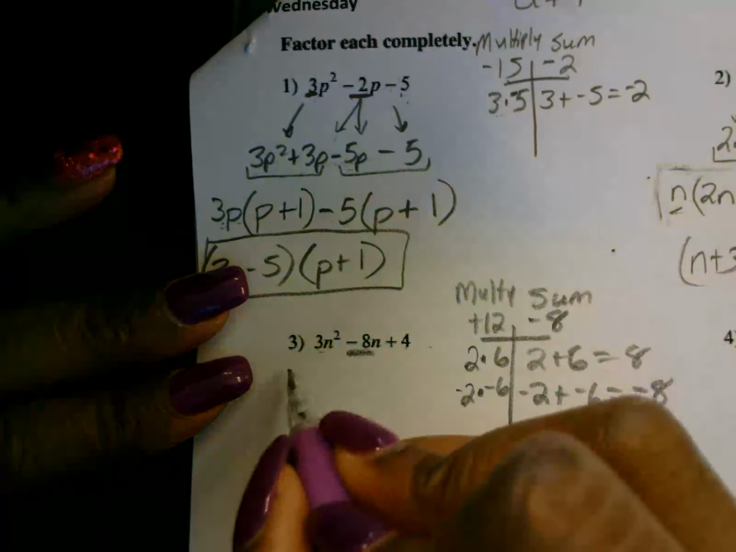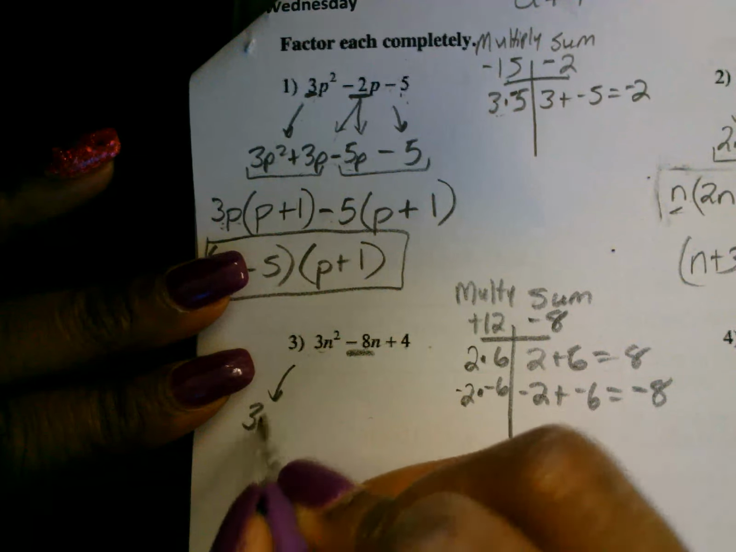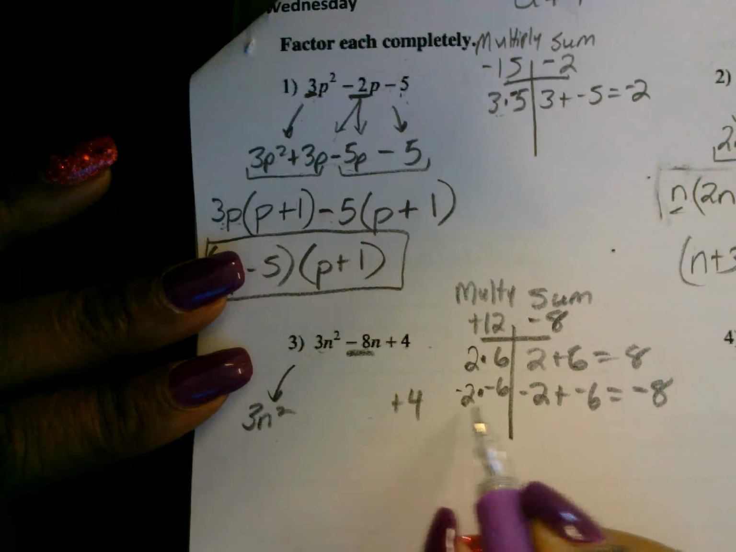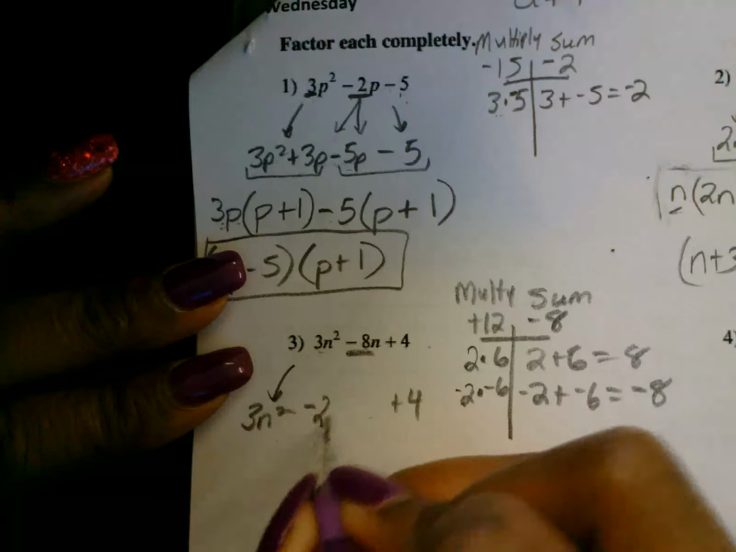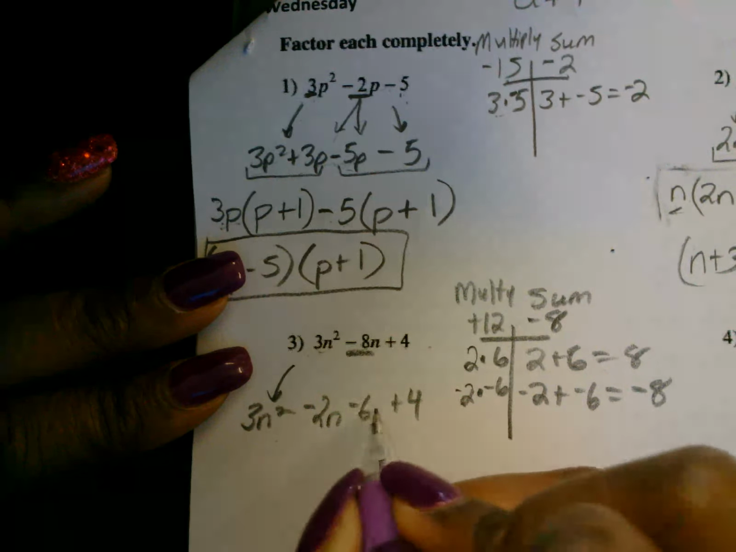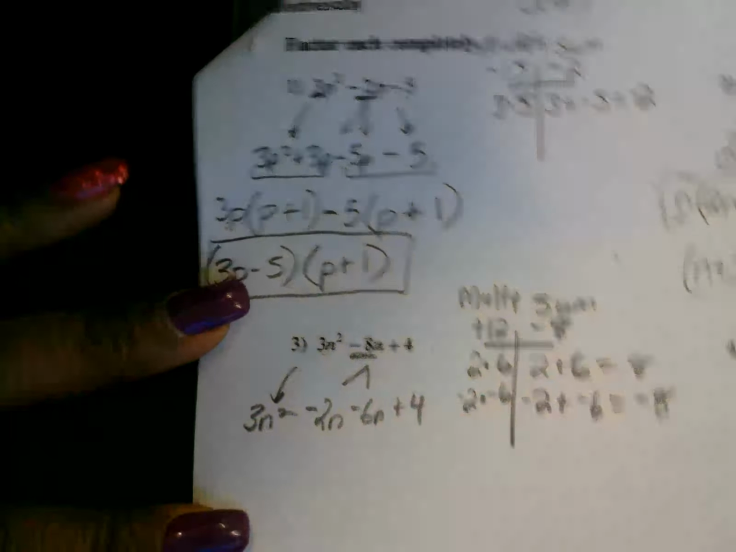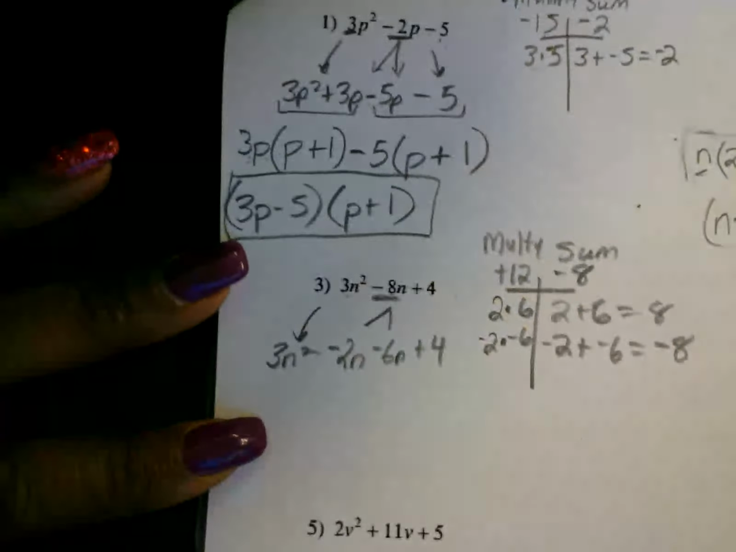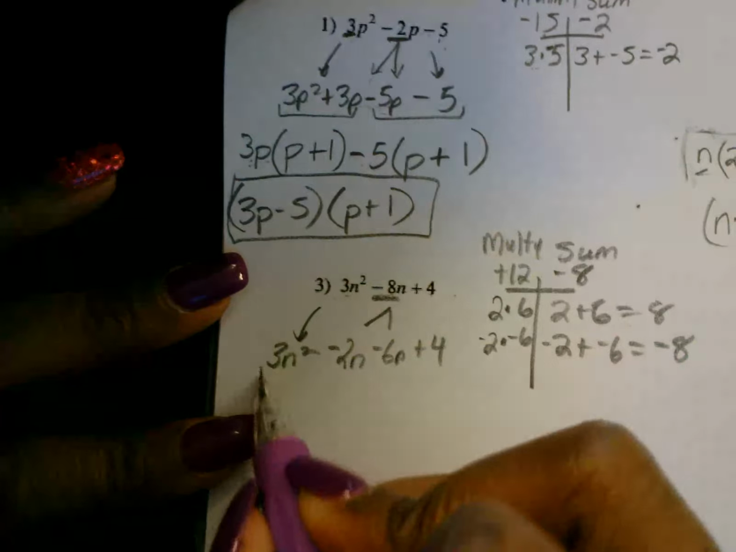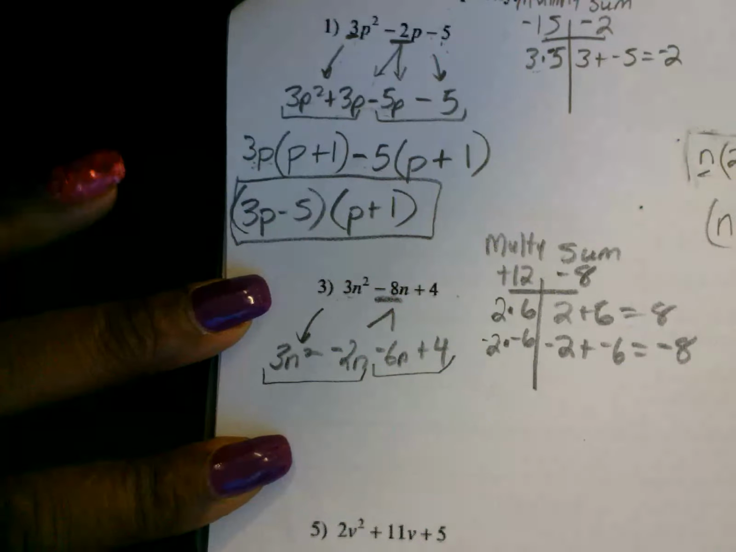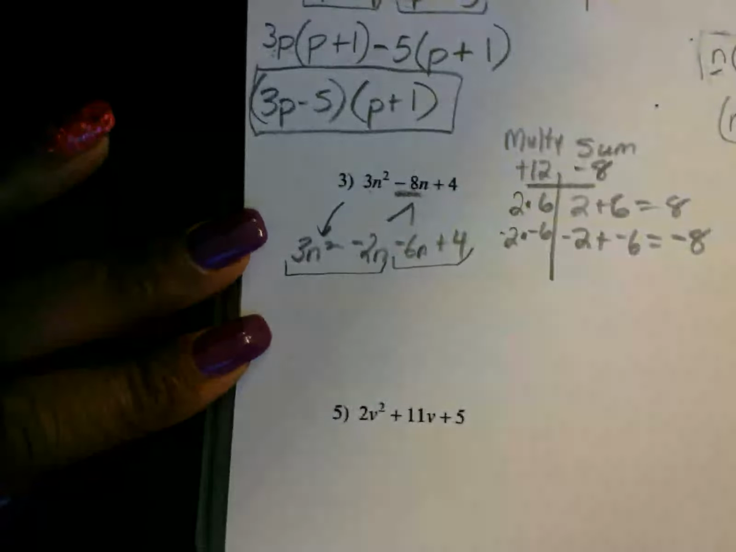So again, let's rewrite the first number and the last number. And in the middle, use these two numbers. We got negative 2n minus the 6n, which when we combine will give us this 8n. There's not a GCF for all four terms, so we factor by grouping. We're going to factor the first two. The GCF for the first two numbers is going to be n.